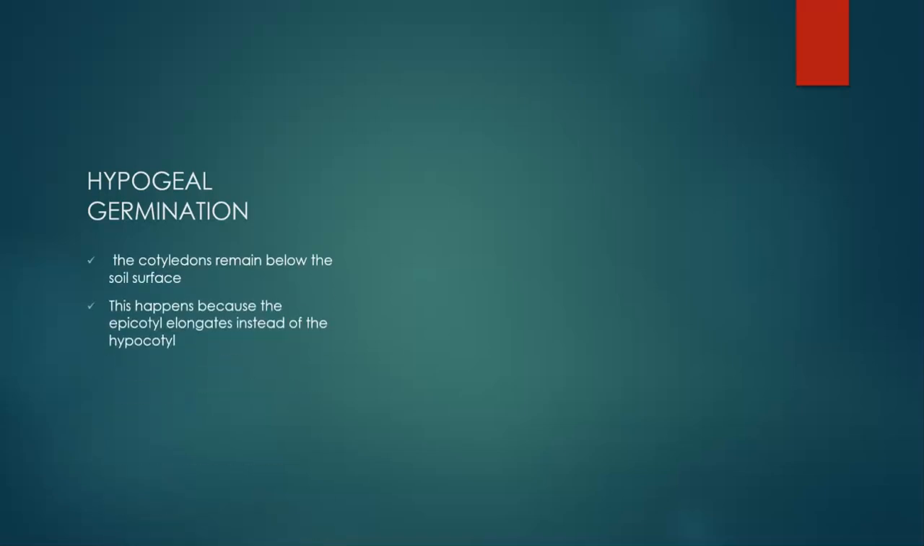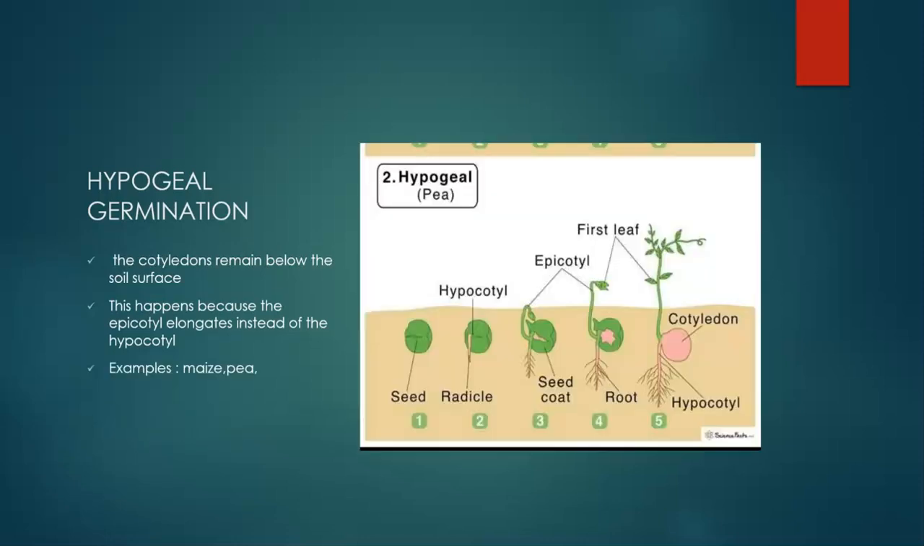Then the other type of germination is hypogeal germination. Now the cotyledons remain below the soil surface. This happens because the epicotyl elongates instead of the hypocotyl. Examples are maize and peas. Then this is the diagram.